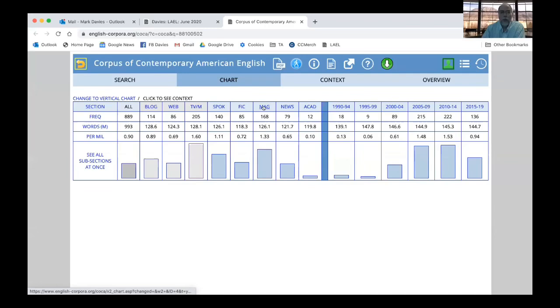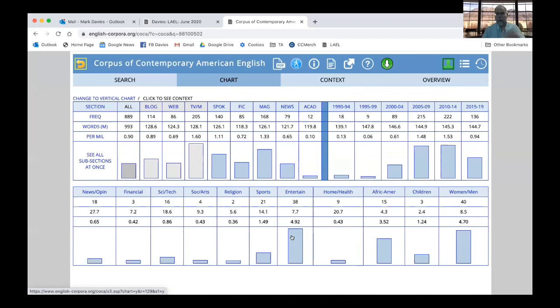So we're looking at the word bling here, which means kind of ostentatious display of wealth and shiny things, jewels and stuff like that. And when we click on magazine, we see that this is the most common in entertainment and also men and women. So this is kind of fashion as well as African American. And that's kind of what you'd expect if you're familiar with the English word bling.